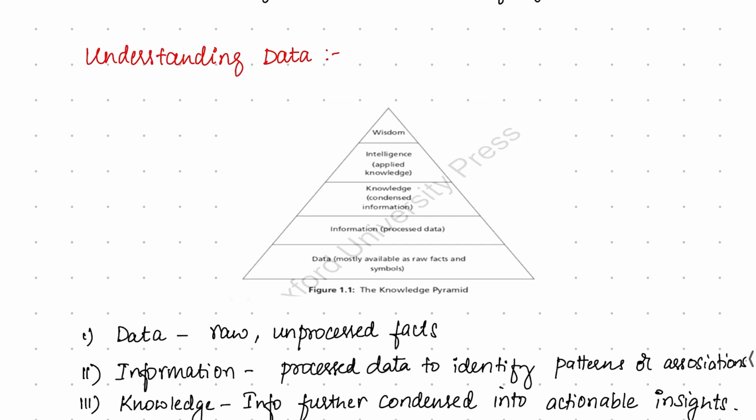Next we have understanding data. To have complete insight about how data has evolved and what the actual meaning of data is, we have to refer to this pyramid diagram, the knowledge pyramid figure.